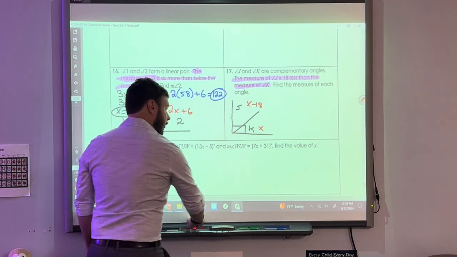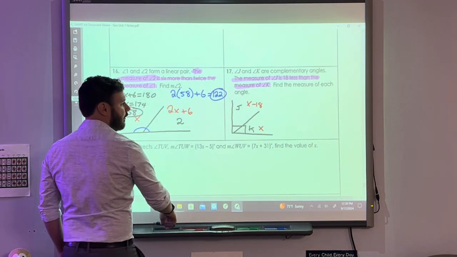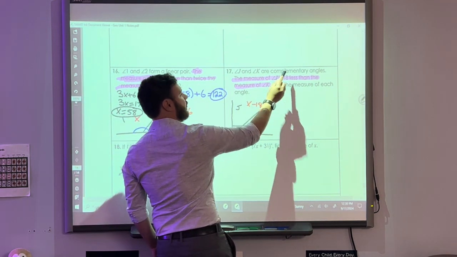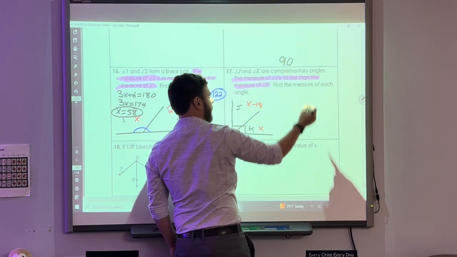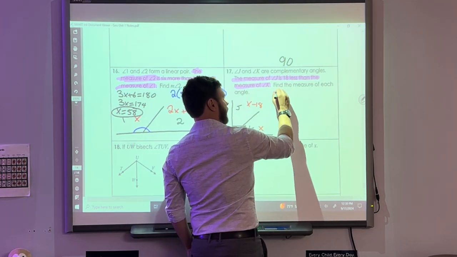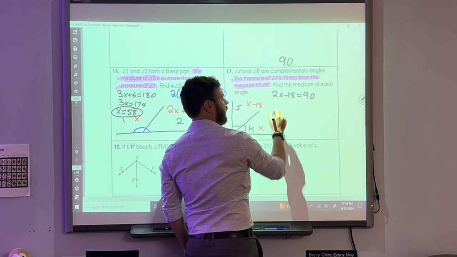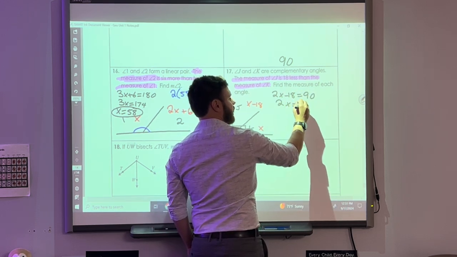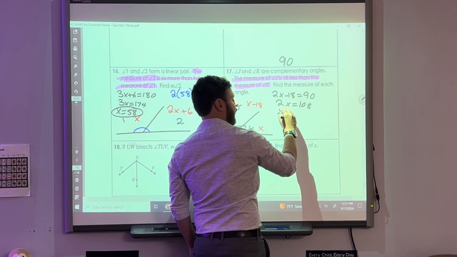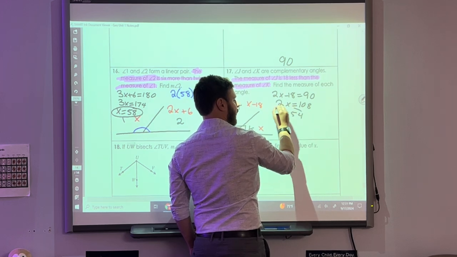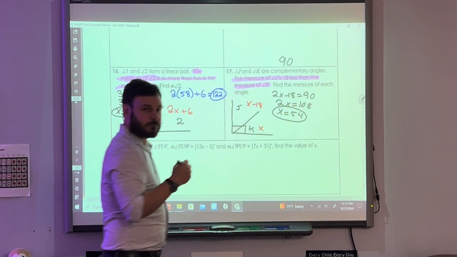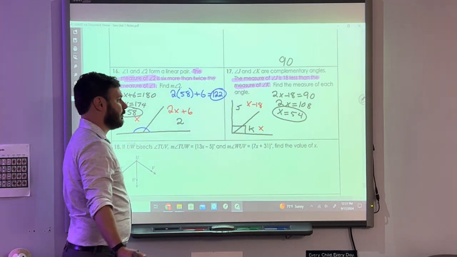All right. Well, I know that J and K together make 90 because complementary means 90. So let's add these together: 2x minus 18, and set it equal to 90. 2x equals 108. x equals 54. Okay. So x is 54.